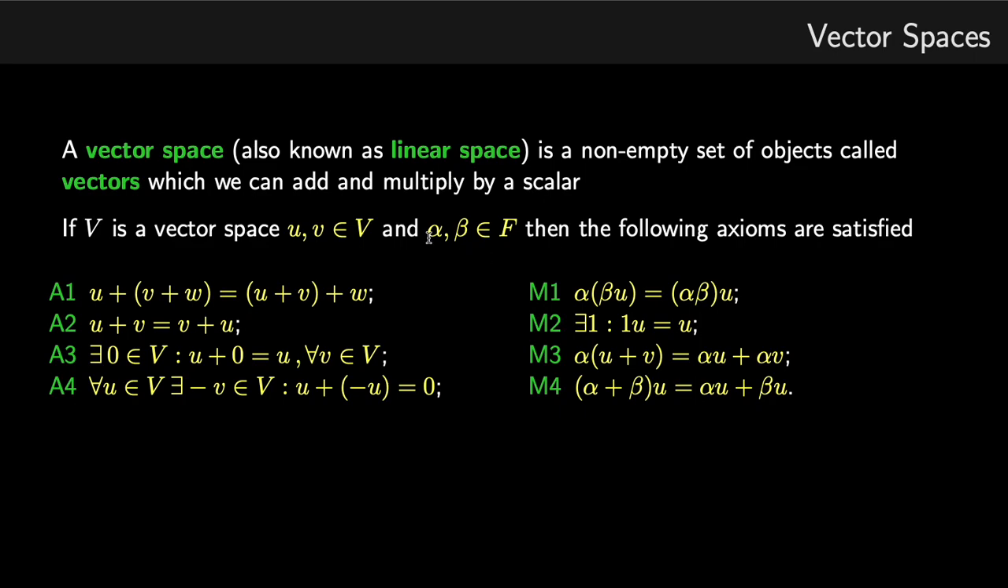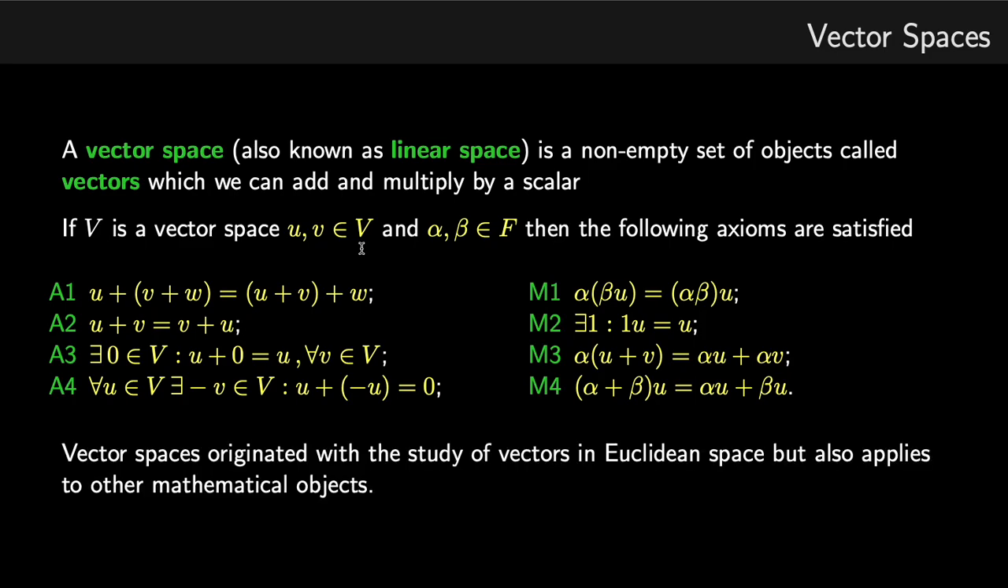Okay, so alpha and beta, if you think of those as real numbers for now, and u and v are just objects. And if these 8 axioms are satisfied, 4 of them, A1 to A4, deal with addition, and M1 to M4 deal with scalar multiplication. So if these axioms are satisfied on any two vectors u and v in our space V, then V is known as a vector space.